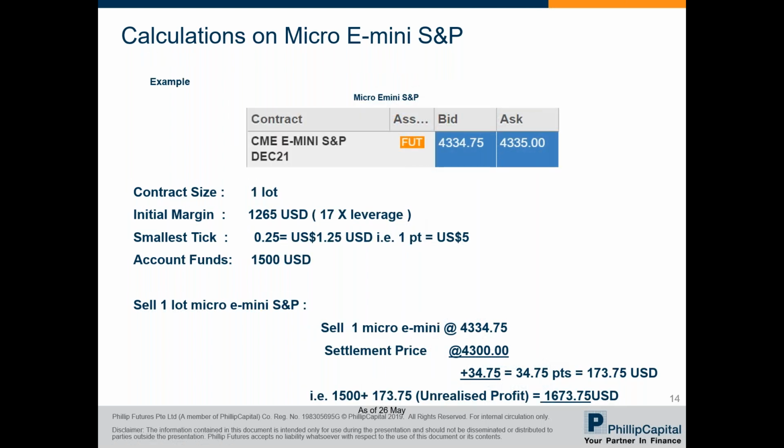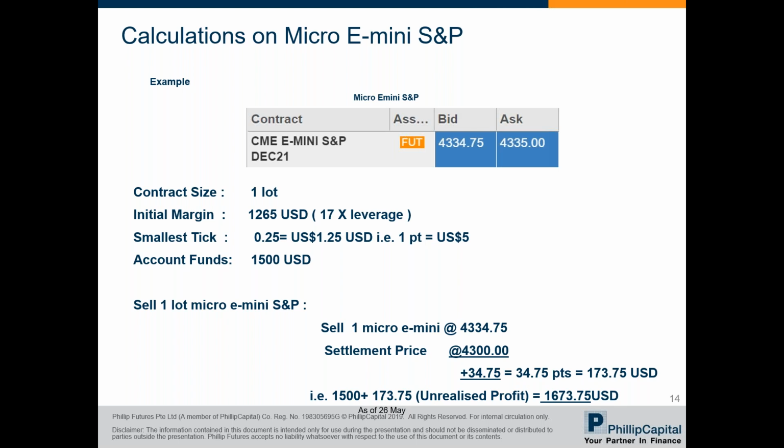Looking at the CME Micro E-mini S&P again, also the one lot size, the initial margin is also 1,265 US dollars, and there's no change in the tick as well. 0.25 equals US $1.25, and 1 point equals US $5. However, this time the only thing that changes is the amount of funds in the account. We have 1,500 US dollars, more than enough of the initial margin requirement, 1,265. So let's sell one lot again at the Micro E-mini S&P market at the same price, 4,334.75.